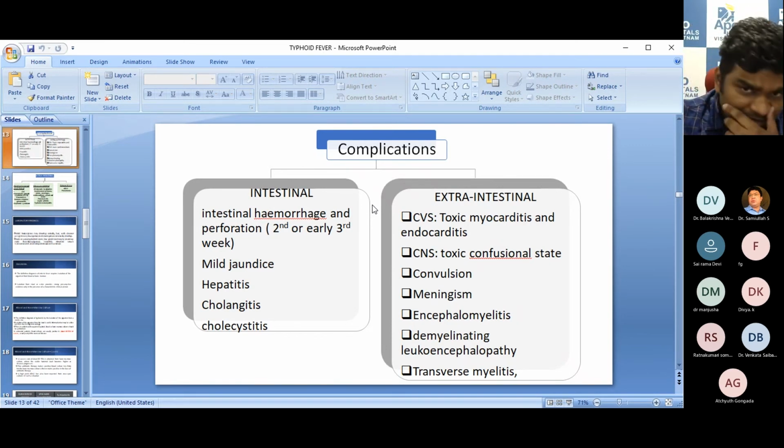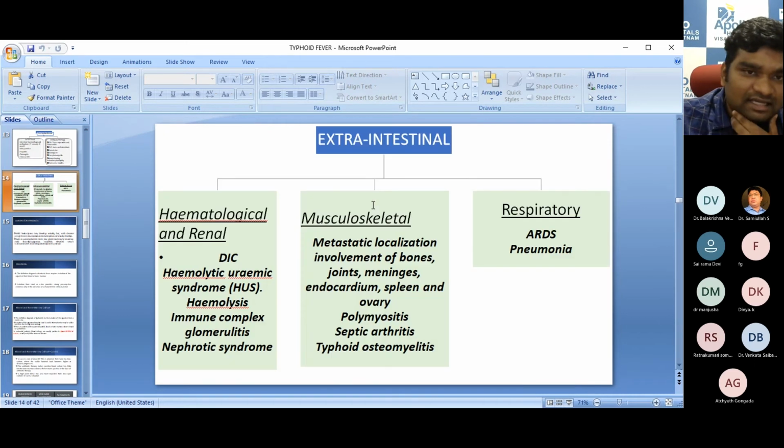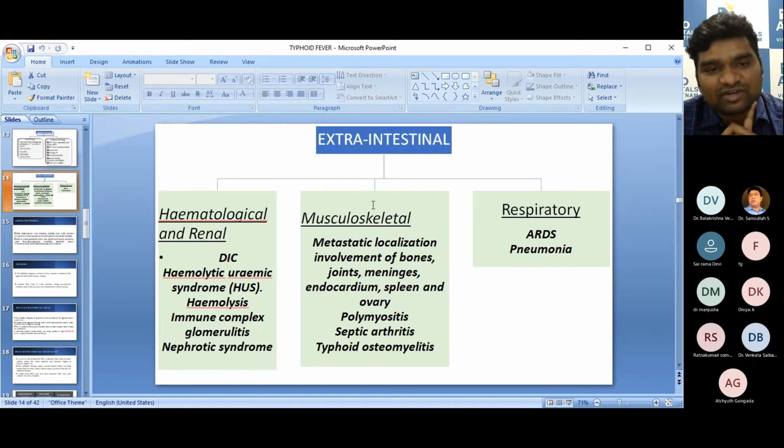And coming to other extra-intestinal complications like hematological and renal: disseminated intravascular coagulation, consumptive coagulopathy, hemolytic uremic syndrome (HUS), hemolysis, acute kidney injury, and also immune complex glomerulonephritis and nephrotic syndrome. These are hematological and renal.